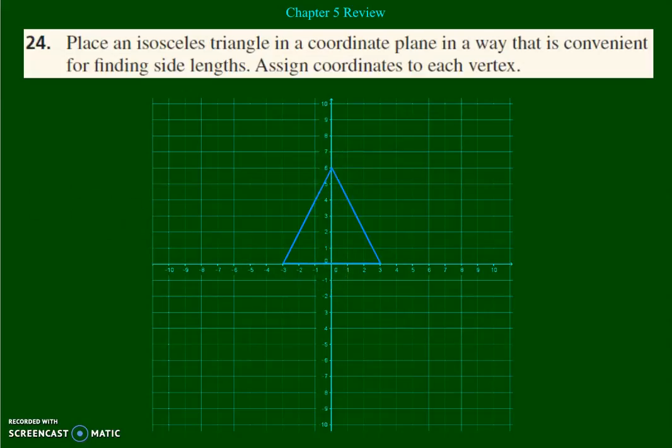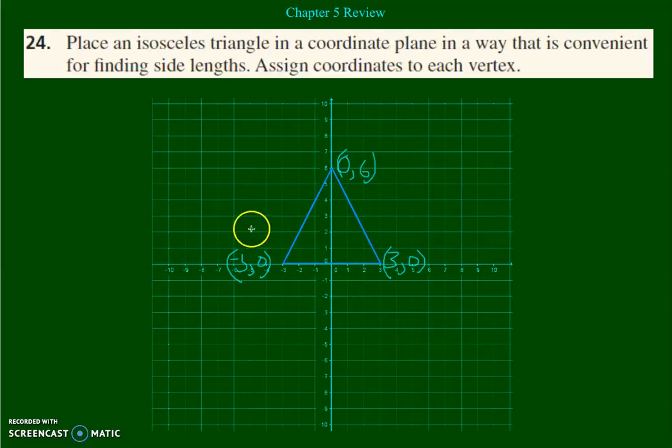So to put in the coordinates, then, we would have over here, this coordinate is going to be 3, 0. And this coordinate is going to be negative 3, 0. And then this coordinate would be 0, 6. Making it nice and easy to find those lengths.